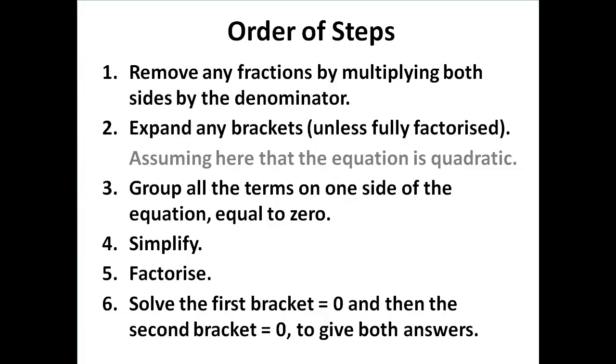And the procedure to get there: multiply through by any denominators to remove fractions, expand brackets unless it's already a fully factorised quadratic equal to 0. Then, assuming there's an x squared term, we group all the terms on one side of the equation equal to 0 so that x squared is positive. We simplify, we factorise, and then we solve the first and the second bracket to give both answers.